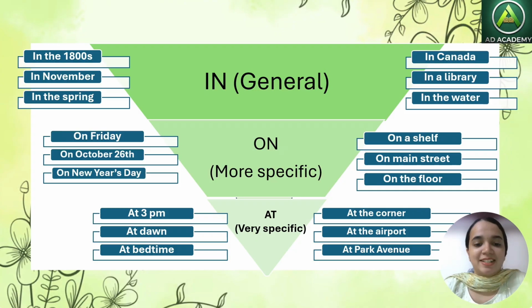Next one is at, that we can use for very specific detail, like at 3 p.m. We are particularly mentioning the time: at dawn, at bedtime; and to denote the location: at the corner, at the airport, at Park Avenue. So these all are about prepositions.